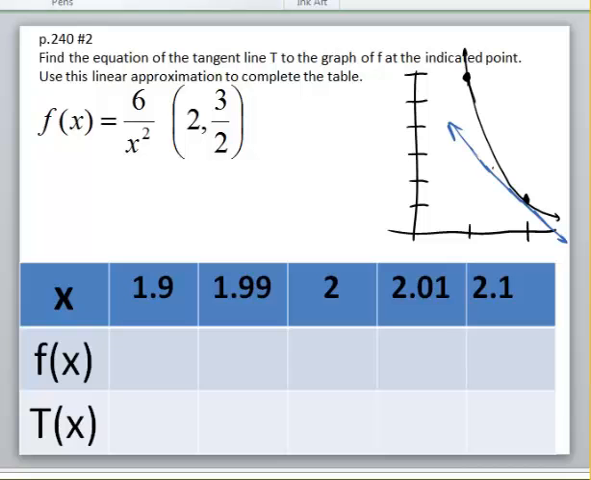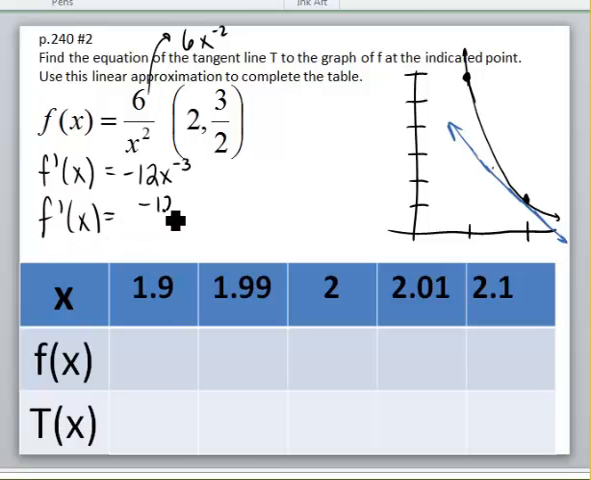So I'm going to actually find this derivative because I need it. This is actually 6x to the negative second. So my first derivative is negative 12 x to the negative third. I'll rewrite that as negative 12 over x cubed. This is going to let me find that tangent line to the curve.